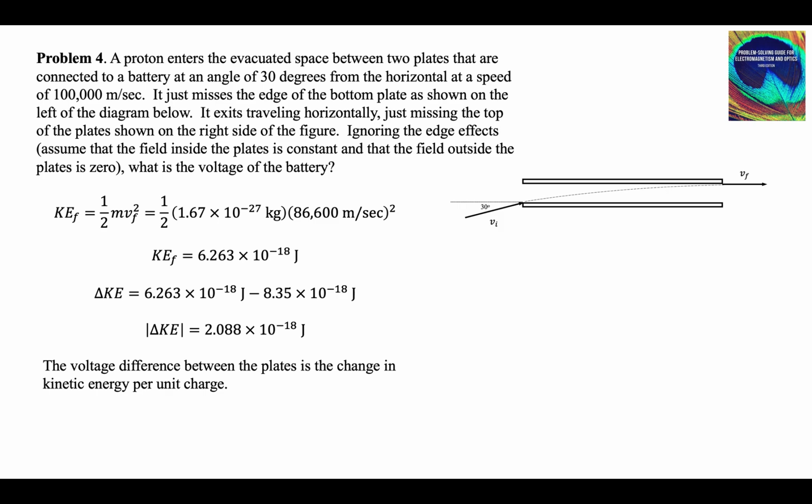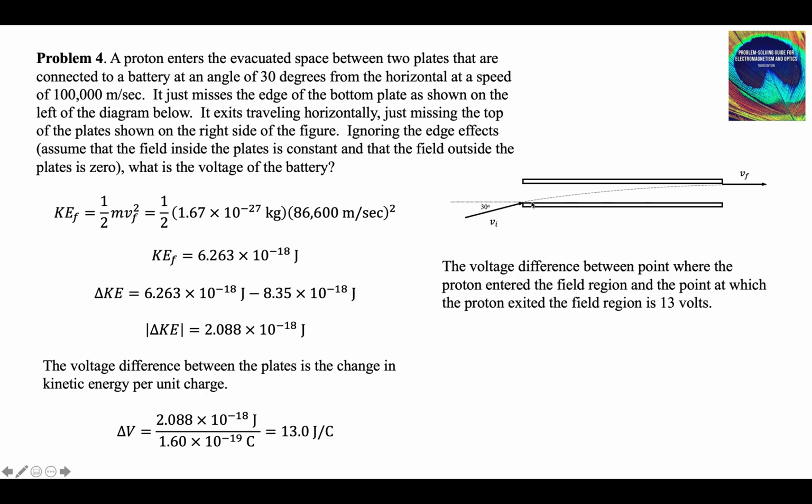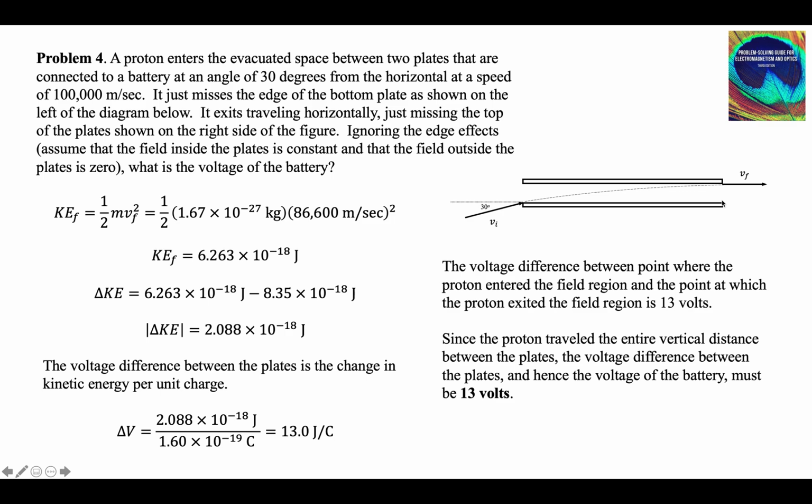The voltage difference between the plates is the change in kinetic energy per unit charge, and we know the charge, we know the change in kinetic energy. We divide those two, we get 13 joules per coulomb. And a joule per coulomb is a volt. So the proton came in at the bottom of the plate and exited at the top of the plate. The potential difference between these 2 points is 13 volts, which means that's the voltage difference between the plates, which means that's the voltage difference of the battery.